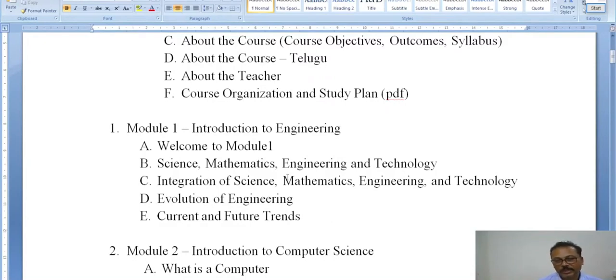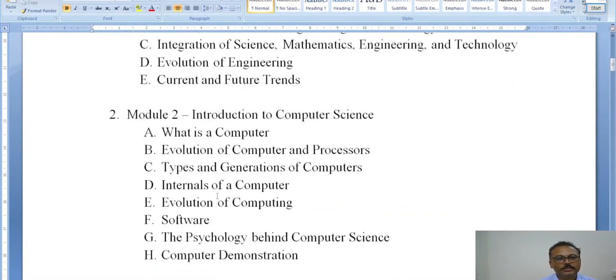It is happening at a very low level. Smart factories are already there. Just give the raw material. You don't go into the factory. Raw material goes into the factory and the finished product comes out of the factory. Everything is automated. Introduction to computer science.